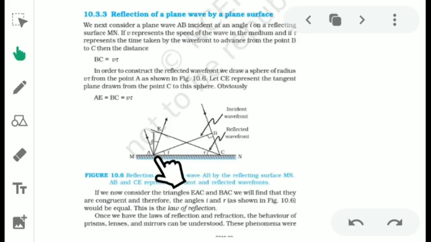Now we can say that triangle AEC and triangle CBA are congruent triangles. These two triangles are congruent, that means the corresponding angles are also equal. That means angle ECA is equal to angle BAC. That means I is equal to R. This is the first law of reflection. Angle of incidence is equal to angle of reflection.